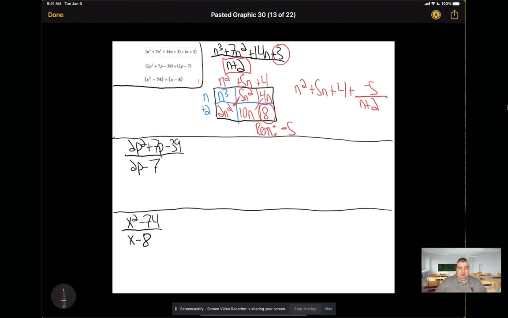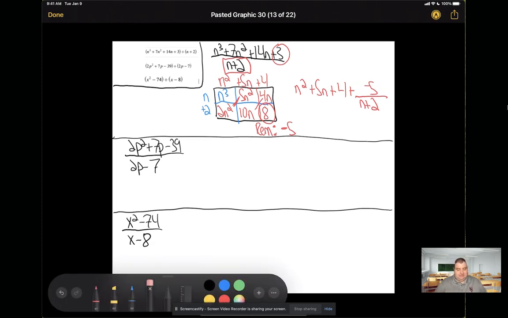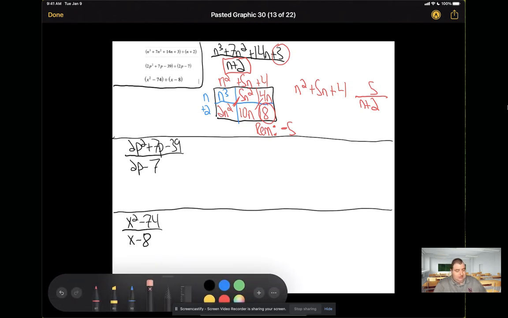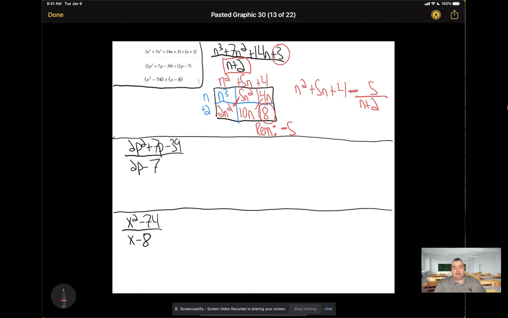And actually, if you really wanted to get technical, I don't even need to write plus negative 5. Plus negative 5 is the same as subtraction. So I could write the answer as n squared plus 5n plus 4 minus 5 over n plus 2. That right here is the final answer to number 1, the first one.